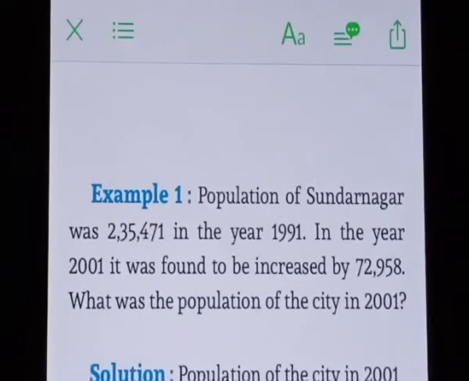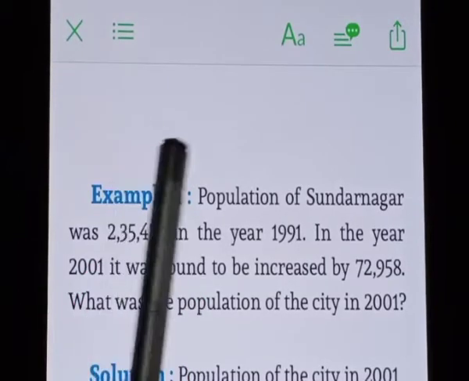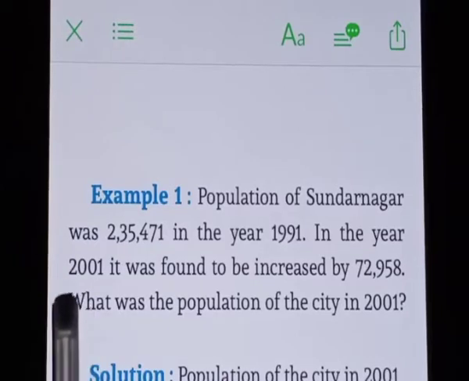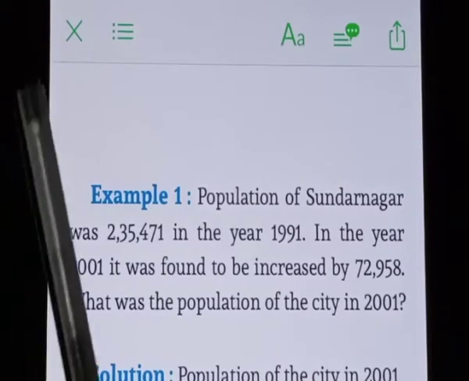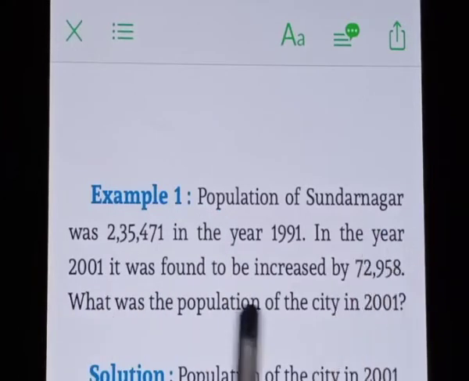The first example: the population of Sundarnagar was 2,35,471 in the year 1991, and in the year 2001 it was found to be increased by 72,958. So what was the population of the city in 2001? If this is the previous population and this is the increase, you have to add them. So we have to add.